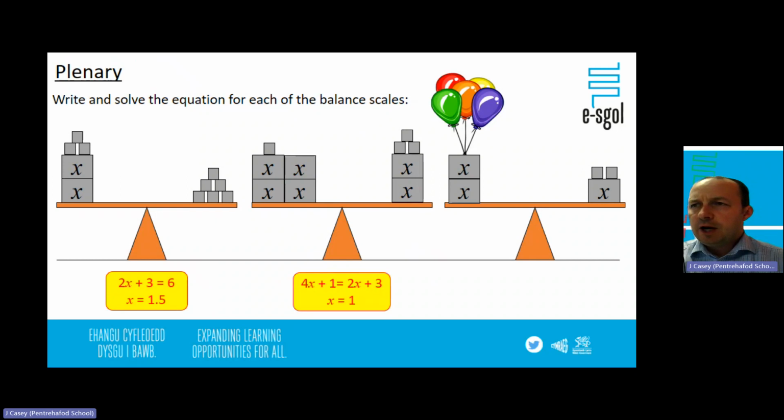And then the last one is a bit stranger. We've got 2x, but the scale's being pulled up, so you've got to imagine that as minus 5. And on the other side, it's going to be x plus 2. And again, when we go through our balance method, we're going to get an answer of x equals 7.